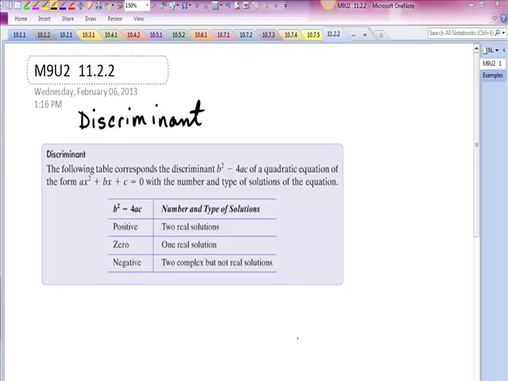This lesson is related to quadratic equations, and it is about a value called the discriminant. The discriminant is b squared minus 4ac. It is the discriminant of a quadratic equation. It does not give you the solutions to the quadratic equation, but it does tell you how many solutions and the type of solution. It helps you discriminate between what kind of answers you're going to get.